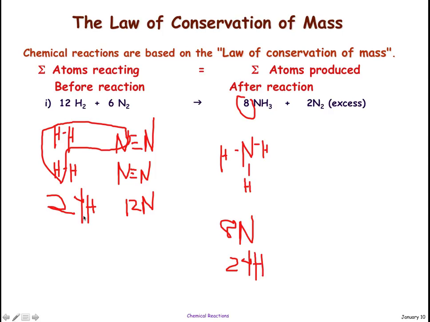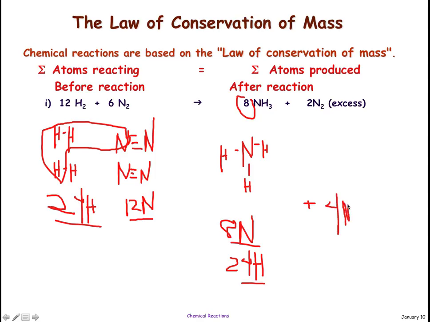Now if you take a look at the left, you see that the 24 hydrogens and 24 hydrogens agree with each other. So we can say that the hydrogens are conserved. But here you have 12 and here you have 8. That means 4 of these didn't convert to ammonia. That means that you still have 4 nitrogen left over.